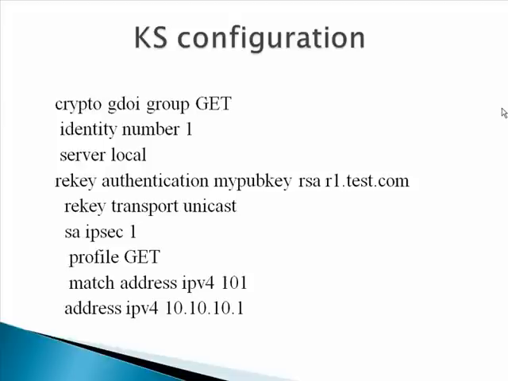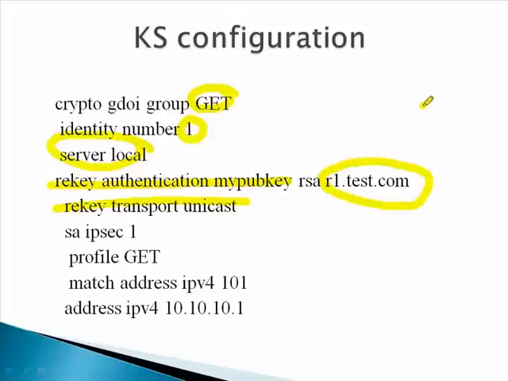So here we go with the config. Again, we set up the GDOI group, which is called GET. Again, this is my naming convention. Identity number 1. Server local. Again, that says I am the key server. I'm using rekey transport unicast, so I also have to use rekey authentication using my public key, RSA, and the name of my public key.